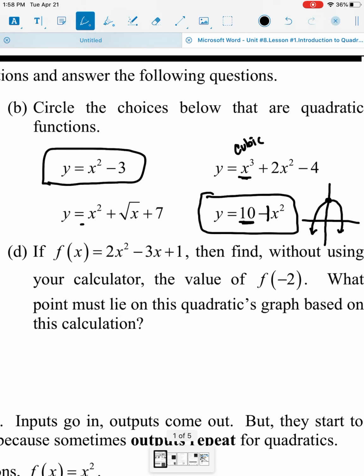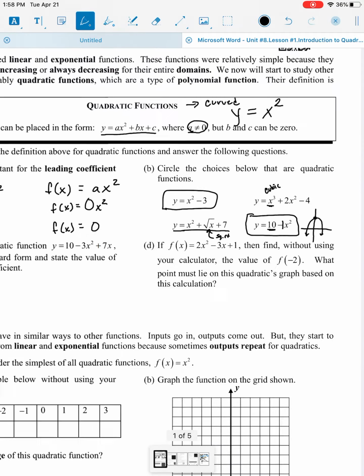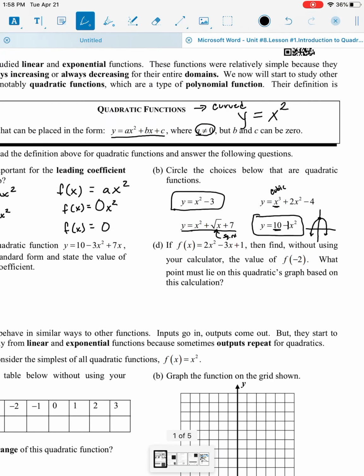And if we look at this other one right here, y equals x squared plus the square root of x plus 7, this square root of x actually gives us a square root function, which is more or less half of a quadratic function. All right, so both of them would not be considered quadratics. Only the two that I circled right there, or boxed.